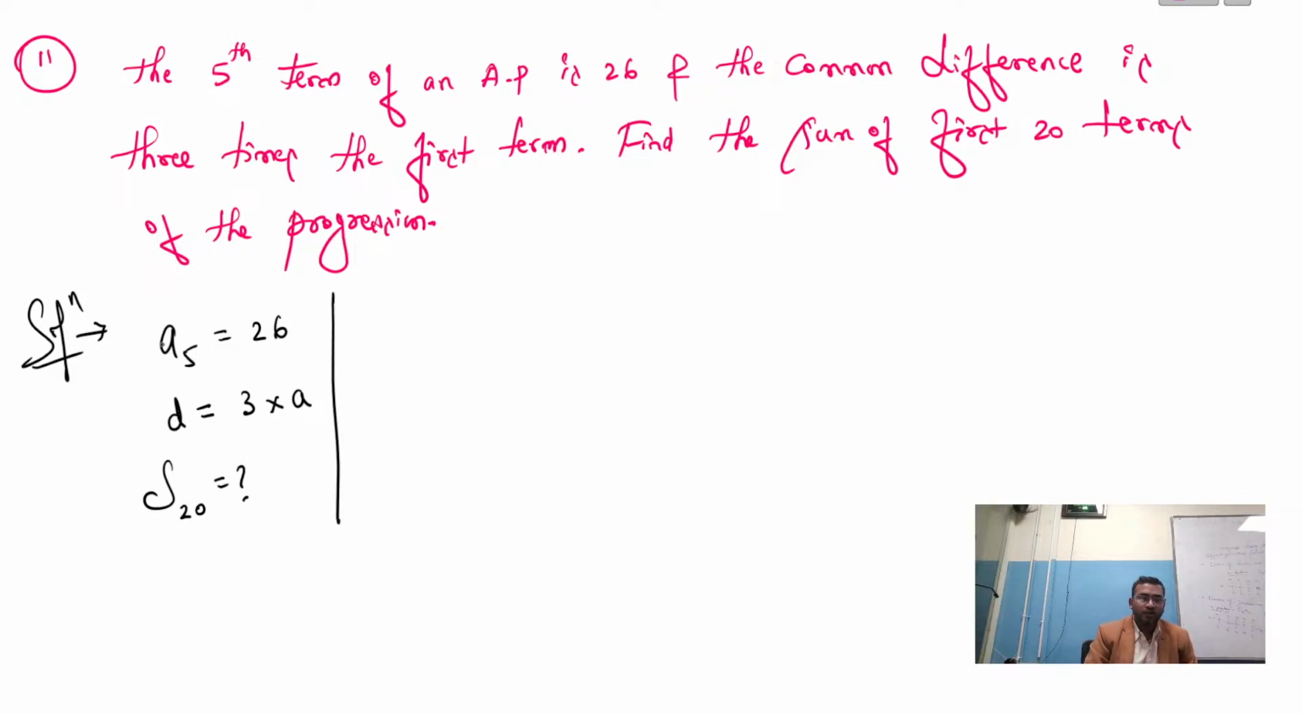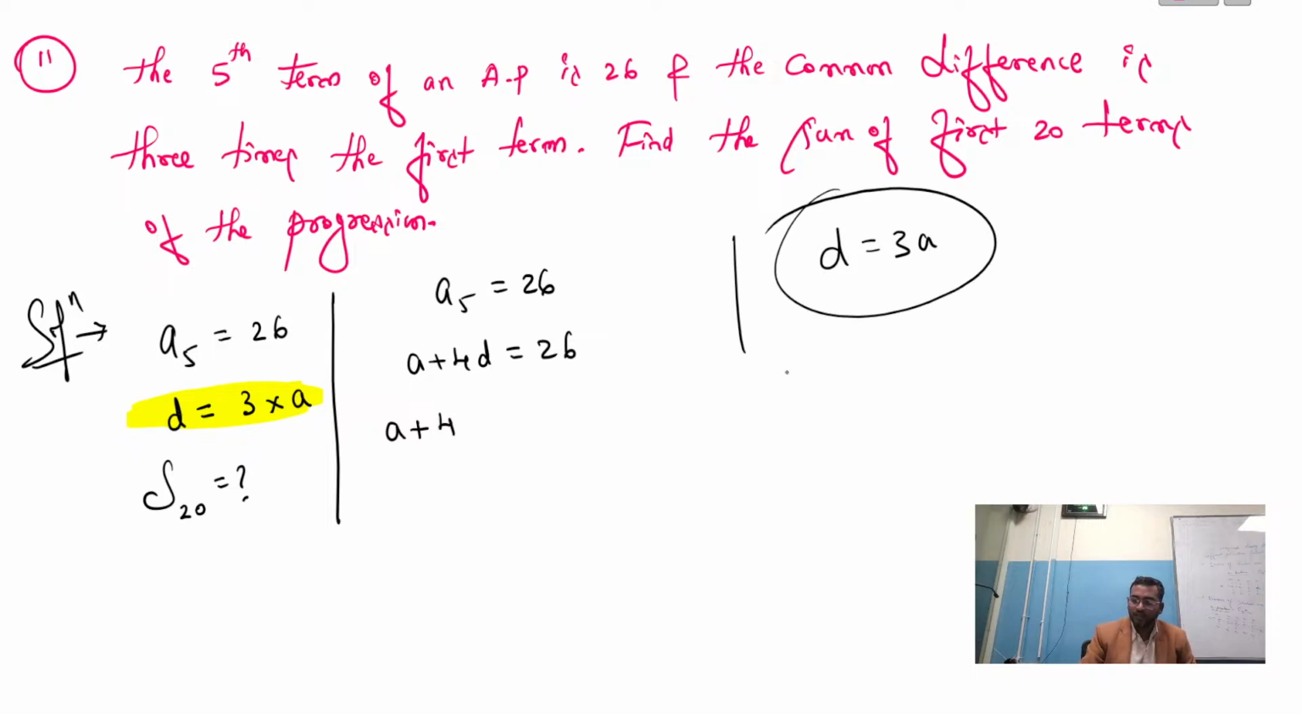Now as you can see here, they have given that A5 is equal to 26. A5 can be written as A plus 4D, that is equal to 26. Simultaneously, they said that the value of D is 3 into A, that is 3A, 3 times the first term. A plus 4D I am going to write as it is, and in place of D, I am going to substitute 3A. That is equal to 26.